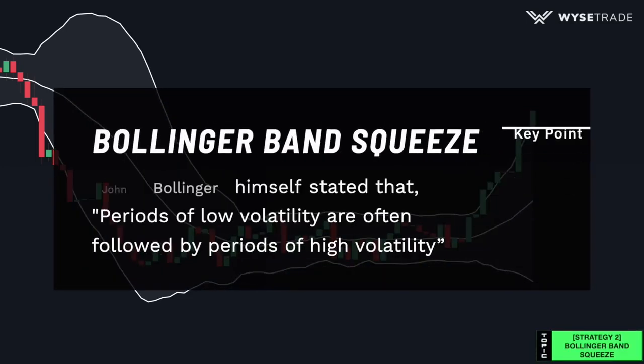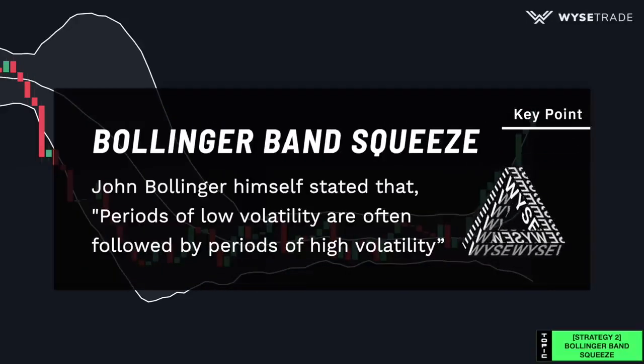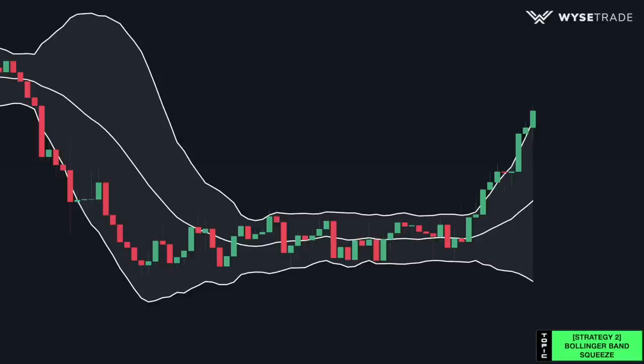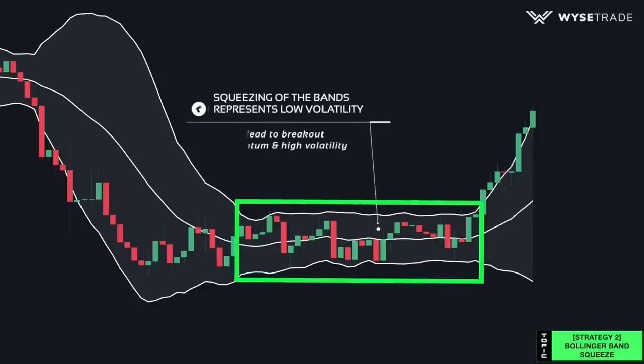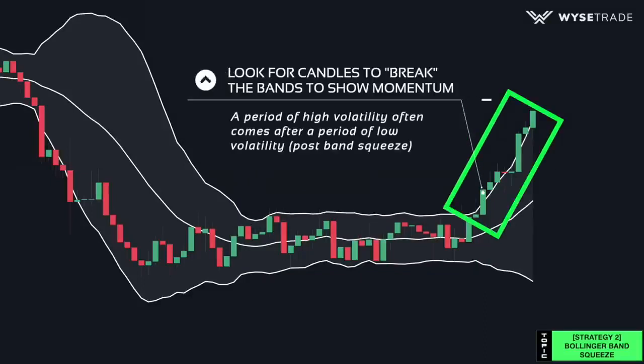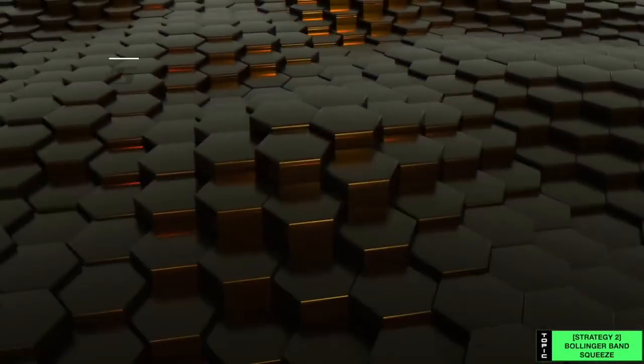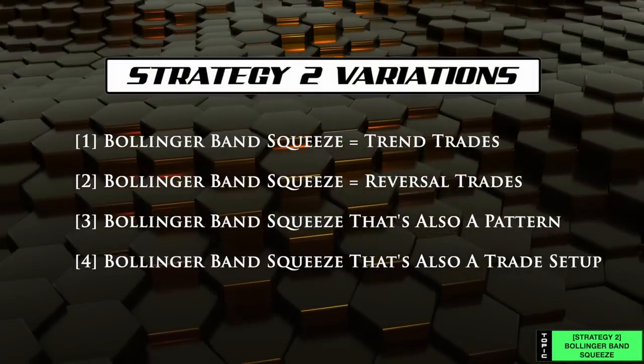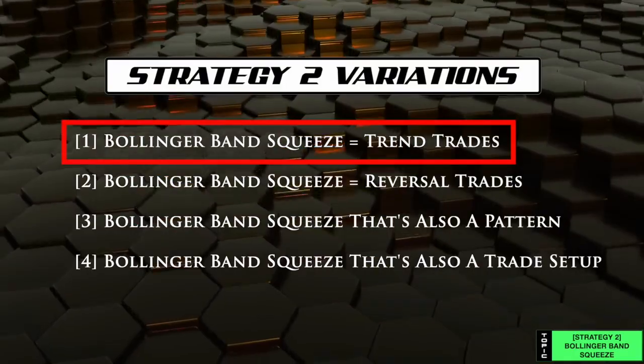This is directly from John Bollinger himself, who states that periods of low volatility are often followed by periods of high volatility. In simplified terms, when you notice a squeezing or narrowing of the bands, it represents low volatility, which then might lead to a breakout after with momentum and high volatility. So let's go through the variations of this strategy, starting with the first, which is applying it to trend trades.